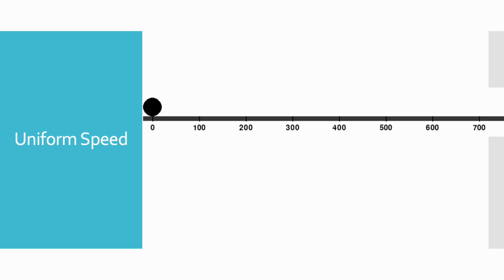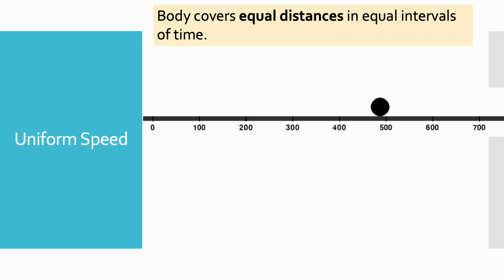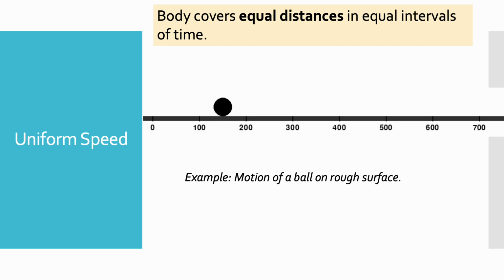A body is said to be moving with uniform speed if it covers equal distances in equal intervals of time, no matter how small those intervals are. For example, a ball rolling smoothly on a perfect surface without slowing down. So the formula for distance in uniform speed is: because speed is distance divided by time, you can say that distance is equal to speed multiplied by time.